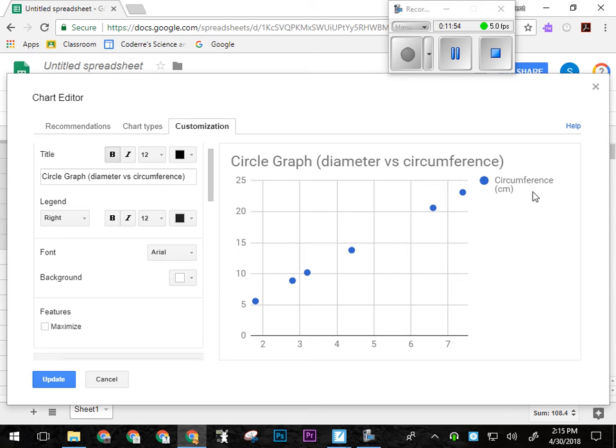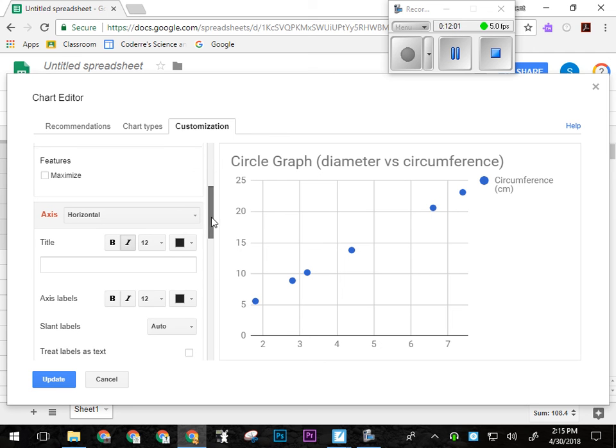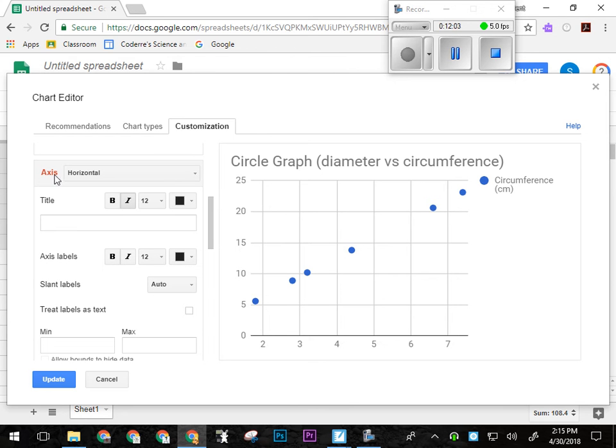Legend's on the right. That's fine. I don't really need to do anything with the legend. It can stay the way it is. Okay, if I scroll down a little bit further, you'll see axis in red here.